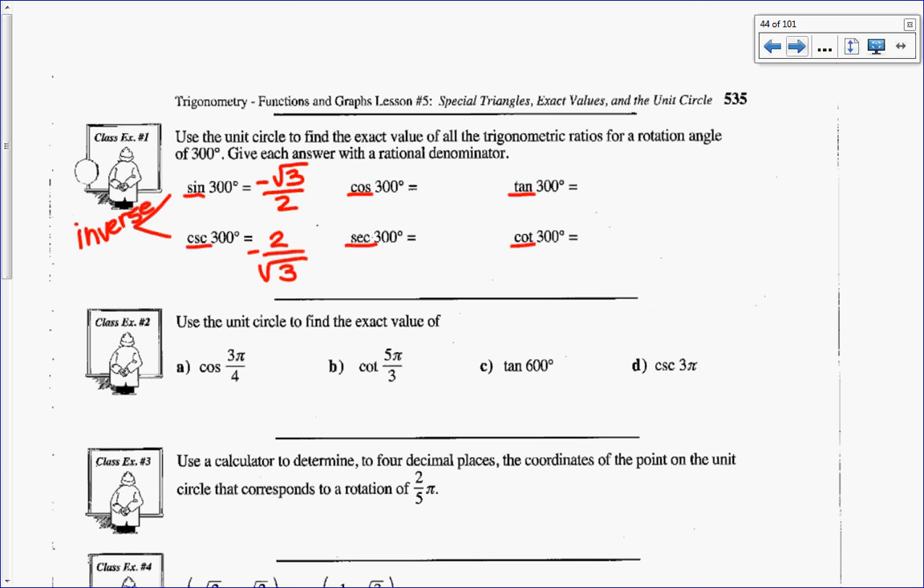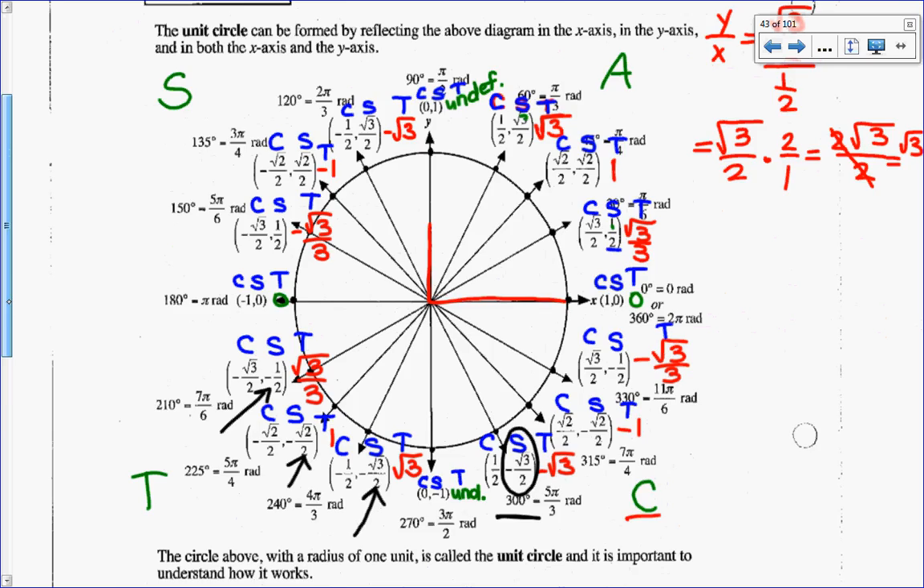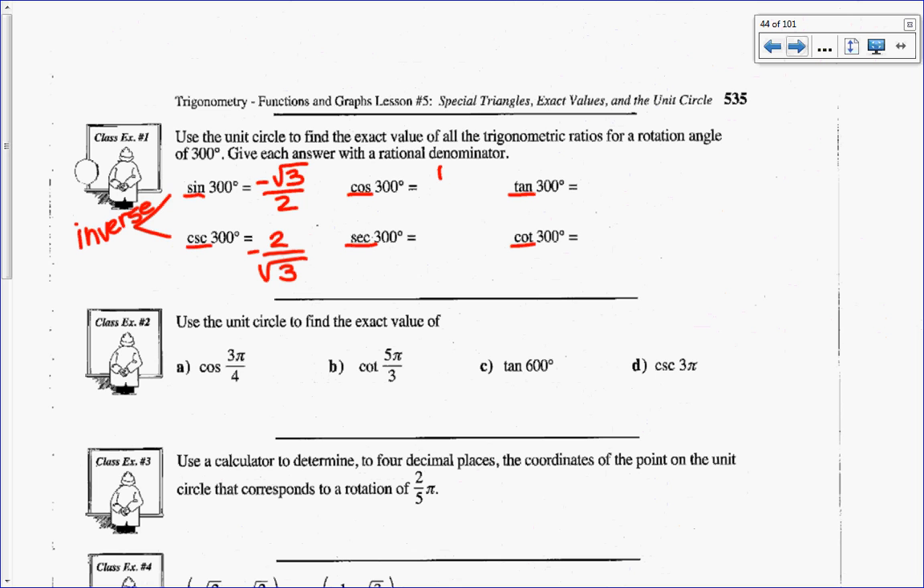Okay, cosine of 300. Well, again, look back on your unit circle. And this time, 300 degrees, the cosine is 1/2. Okay, and if cosine of 300 degrees is 1/2, then the inverse is just 2 over 1, which is 2.